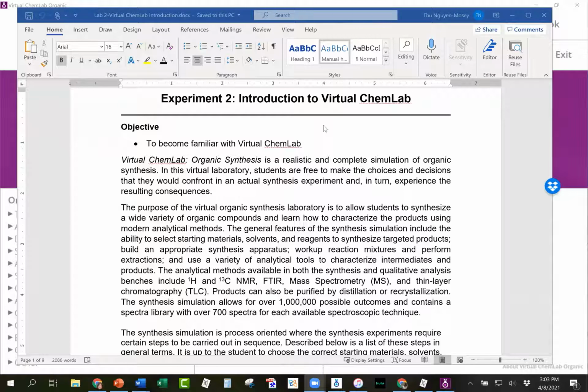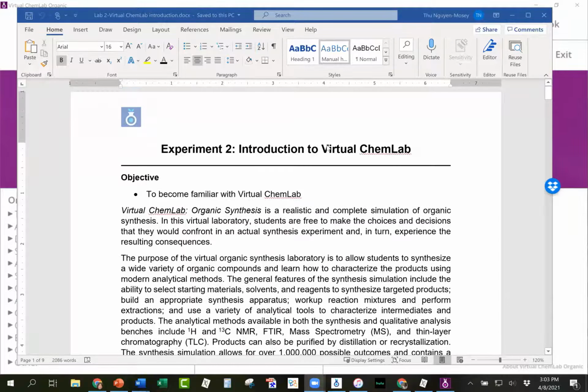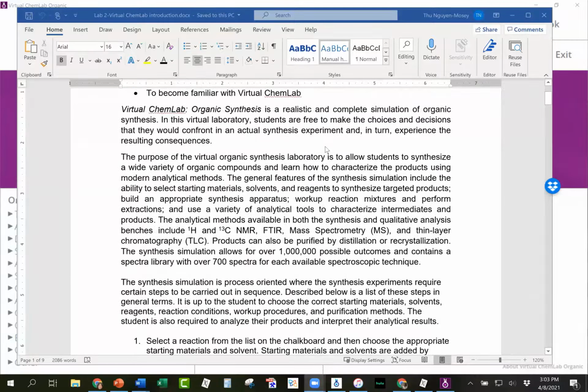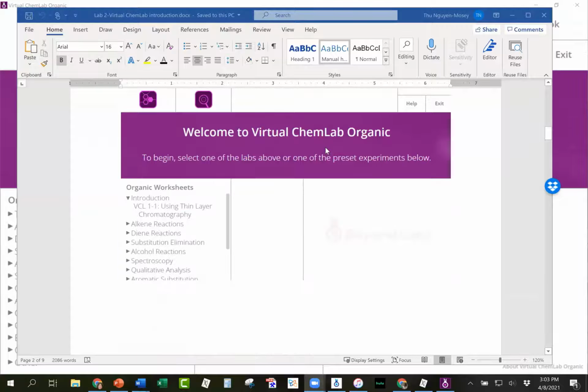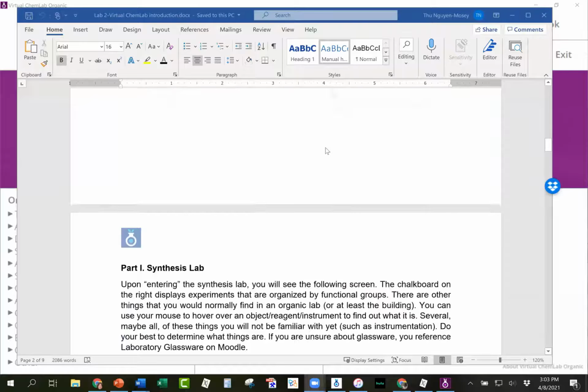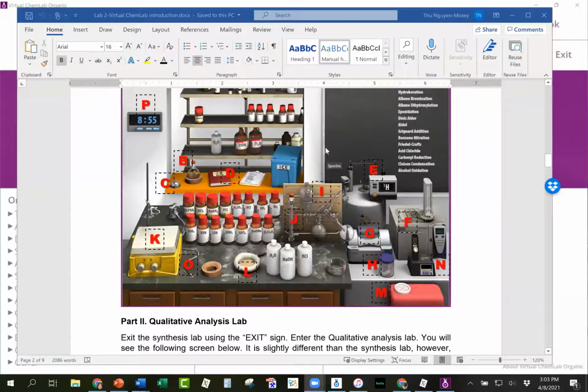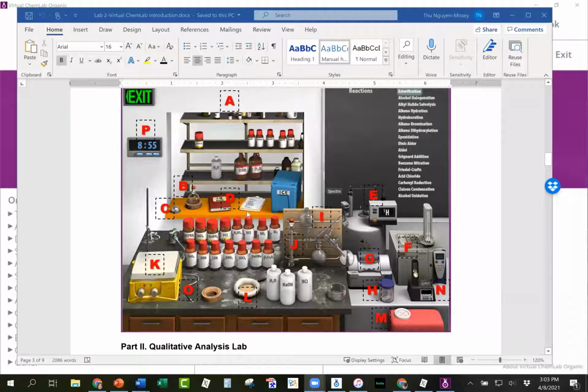The way that we introduce this is I have a write-up, so they're used to seeing this format of the objective and then the instructions. Initially, it's just for them to walk through the lab and get acquainted with it. So they come to this screen, and then they can enter the organic lab and see the different reagents here. I kind of have a treasure hunt for them initially in this assignment where they can just hover around in the actual lab and see what things are. So they're asked to label these.